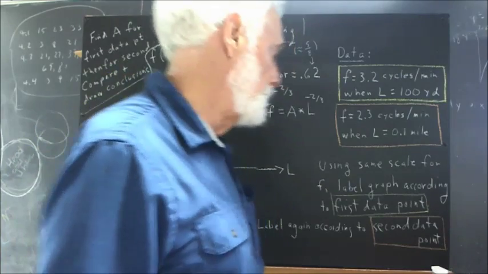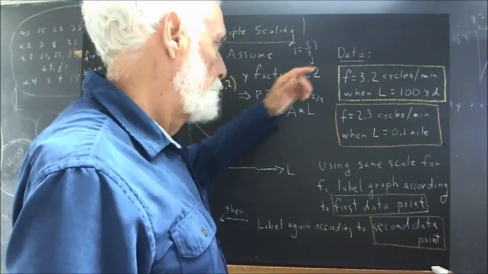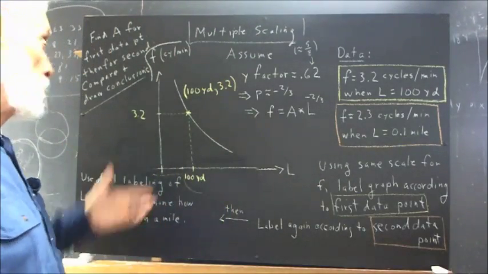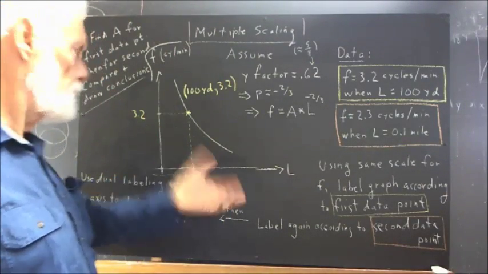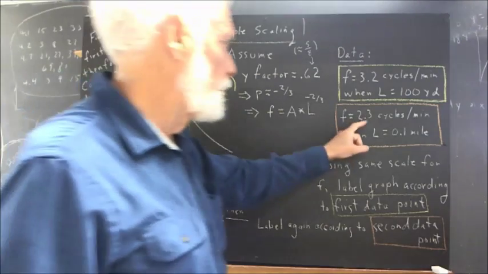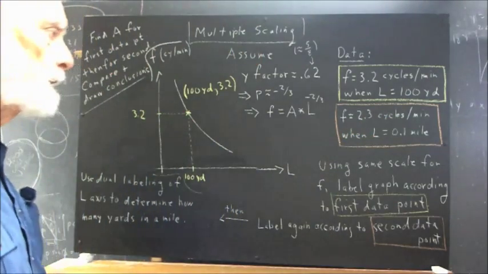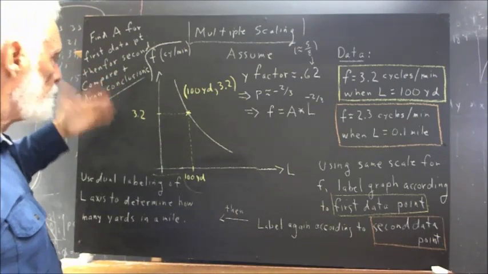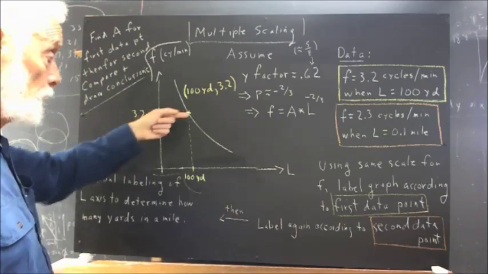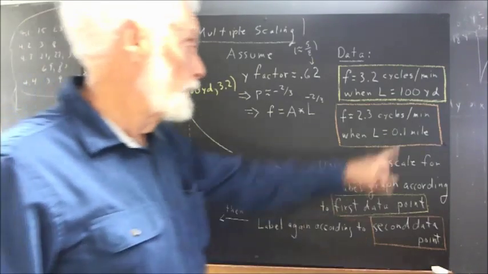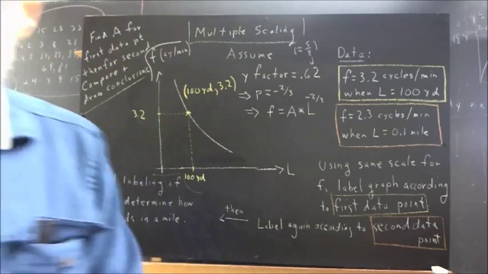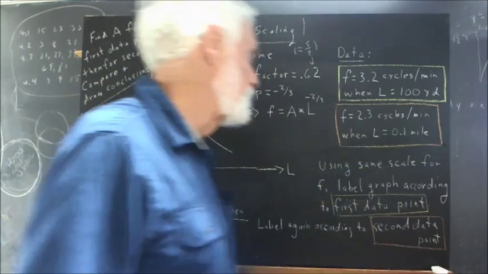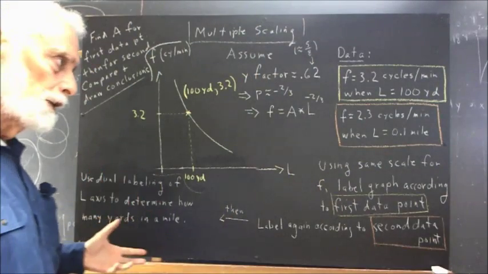Now, our second data point, we have the same scale for the frequency. So wherever we put the point on the graph, we can't just pick any point on the graph anymore. We have to pick a point where the frequency is 2.3 cycles per minute. And since we've already got our scale, well, we find wherever 2.3 is on this axis, we project over here and project down, and that's where our tenth mile is going to go. So you want to do that, and then you want to complete labeling, and you do a second labeling.